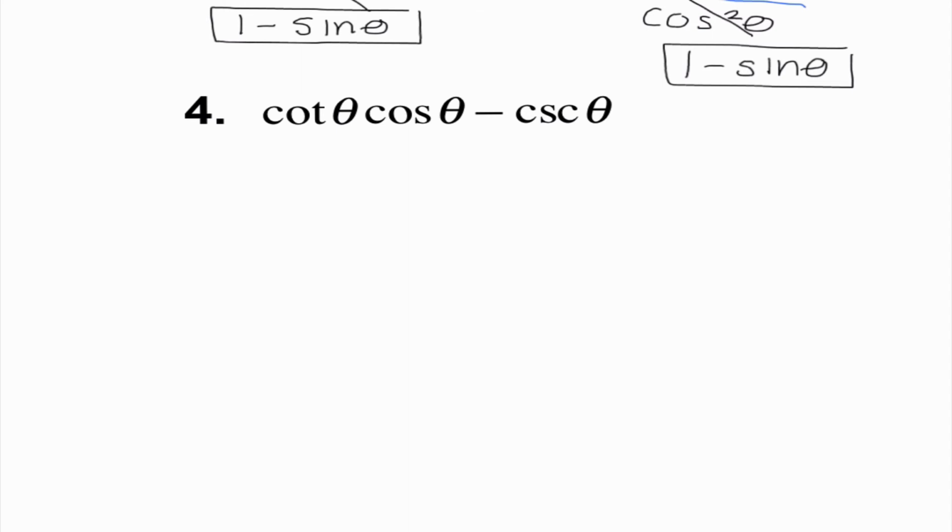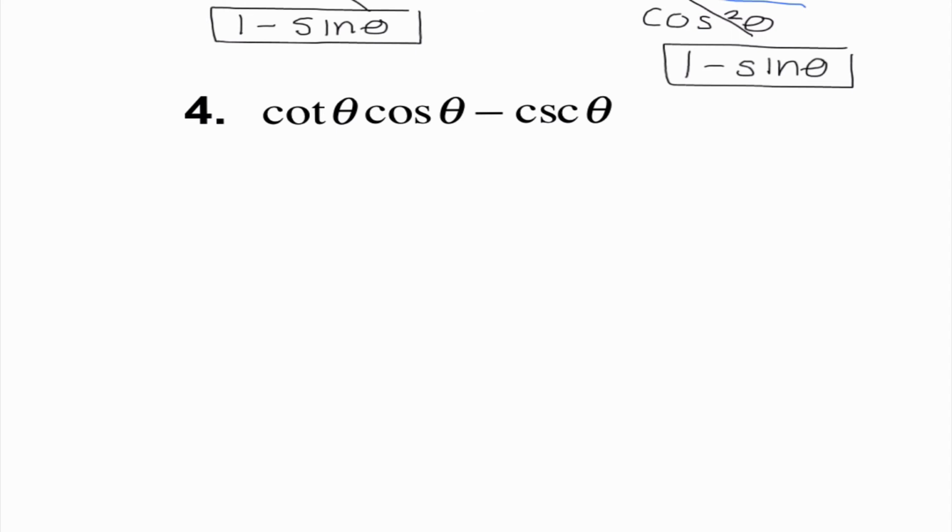Okay, looking at number 4, at first glance, it doesn't really look like there's much I can do right away. I don't have a GCF to factor out. It does not look like I have any Pythagorean identities going on. And I don't have fractions, so I can't get a common denominator.